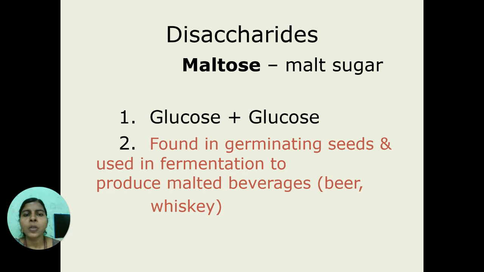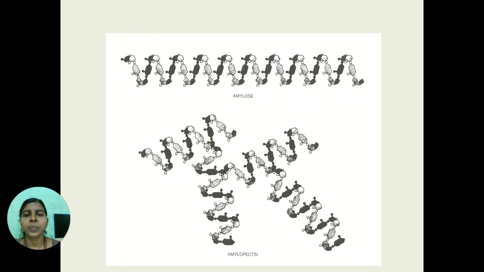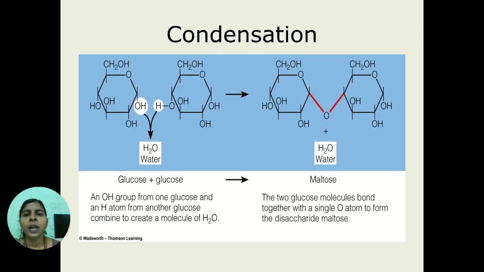Next, maltose. Maltose is a malt sugar. Glucose and glucose combine to form maltose. It is found in germinating seeds and used in fermentation to produce malted beverages, for example beers, whiskey, etc. This slide shows some structure about amylose and amylopectin.